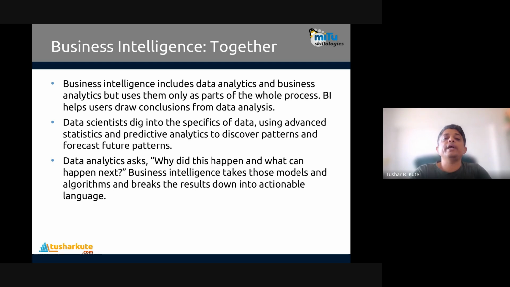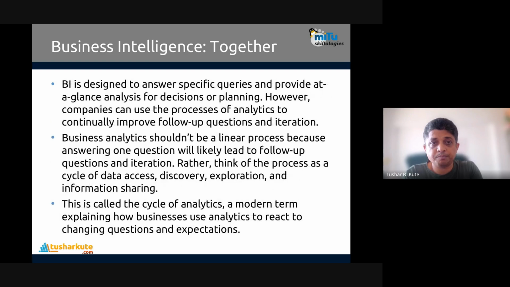Data analytics asks why did this happen and what will happen next. Means there are two kinds of analytical work: the first is descriptive, the second is predictive, which is performed by them. Why did this happen, the reason behind it, we call diagnostic analytics, and what can happen next is called predictive analytics. So business intelligence takes those models and algorithms and breaks the results down into actionable language. As I told in the previous slides also, they can be designed to answer specific queries and provide at-a-glance analysis for decision and planning.